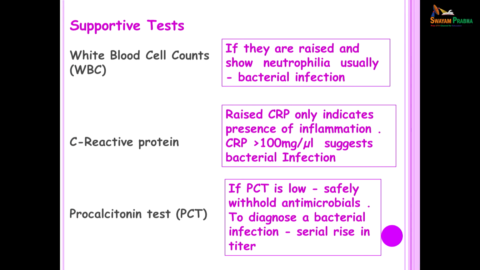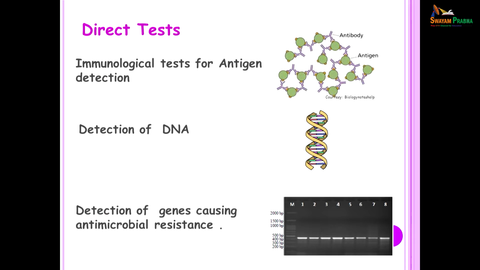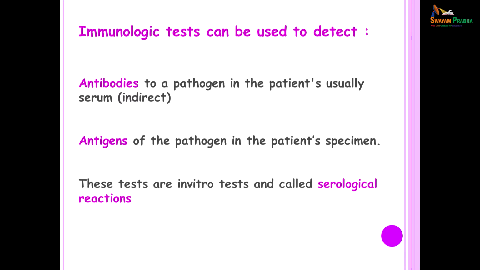Procalcitonin, if it is low, one can safely say that the person is not suffering from an infectious disease. However, if you want to demonstrate its presence in a bacterial infection, you have to show a rise in titer for it to be of any significance. In the direct tests, we have the immunological tests in which we detect antigen. You can detect DNA, or you can also detect genes which cause antimicrobial resistance.